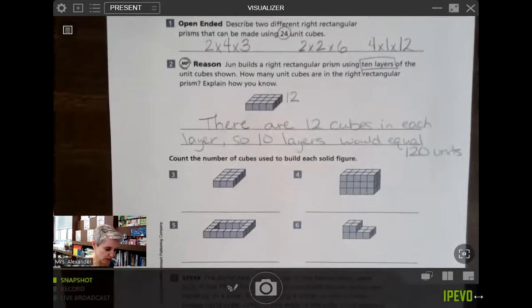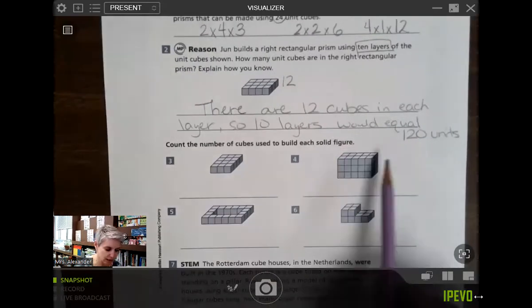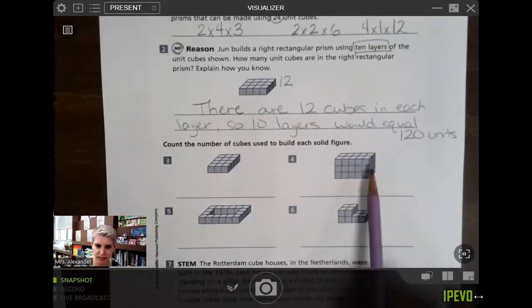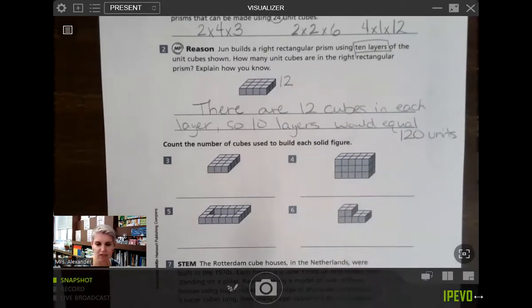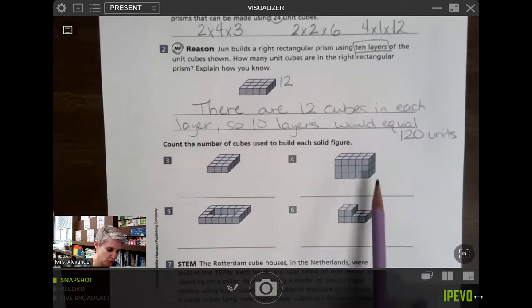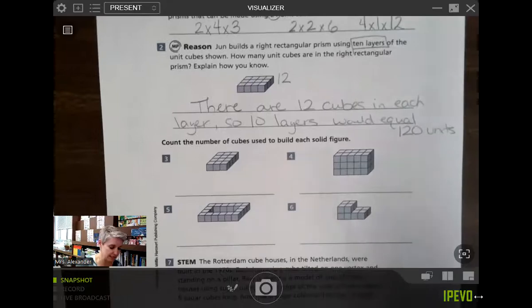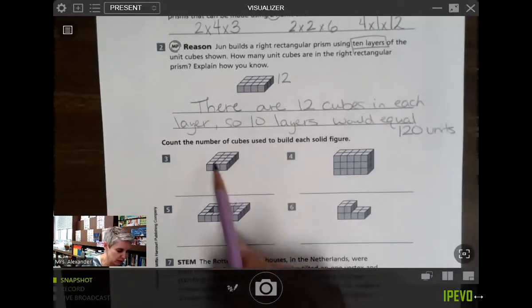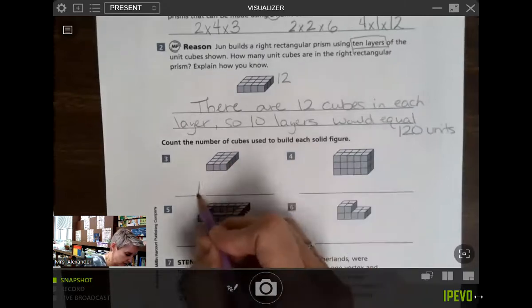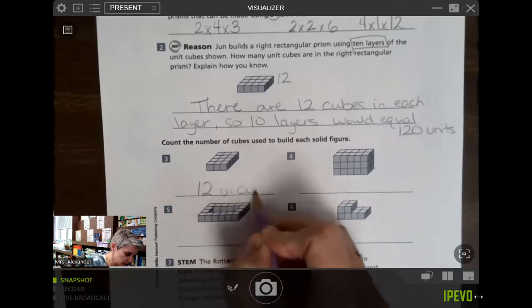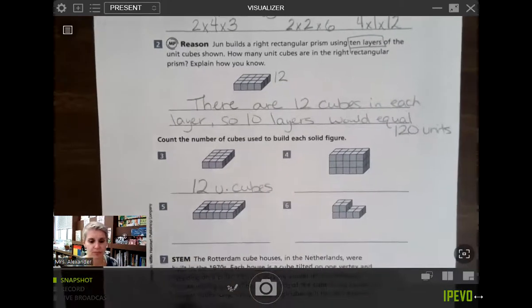For the next 3, 4, 5, and 6, it says count the cubes. Some of them I might count. I'm noticing there's a right rectangular prism here where I can use what I know about volume instead of counting, because remember, some of them are going to be hidden, so I don't have all of them to see and count. But for number 3, I can see all of them. 1, 2, 3, 4, 5, 6, 7, 8, 9, 10, 11, 12 unit cubes. I'm going to abbreviate that there.